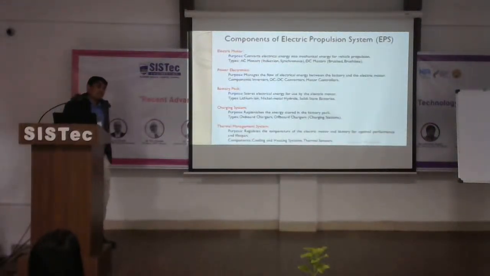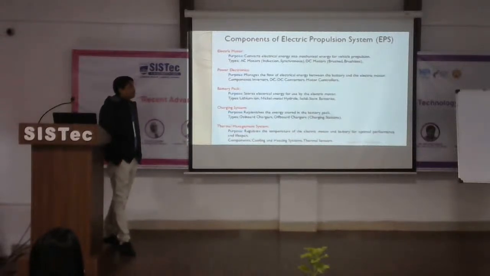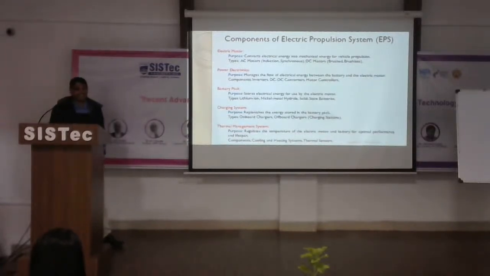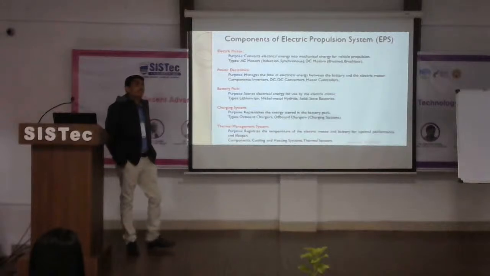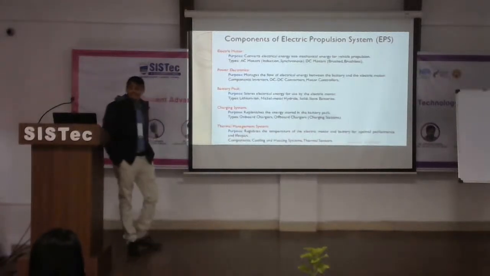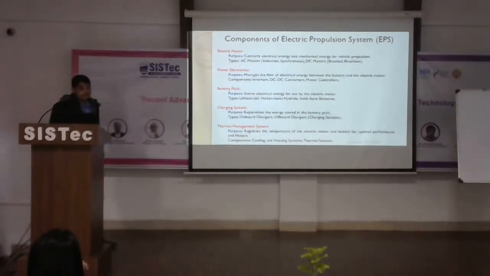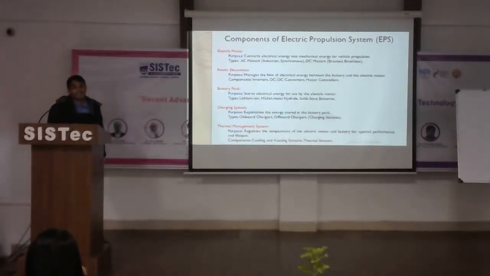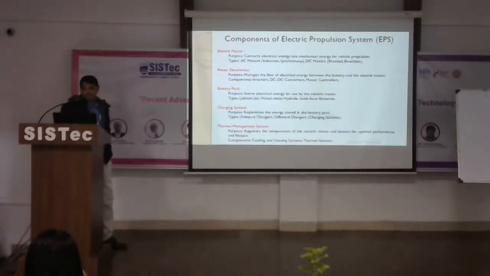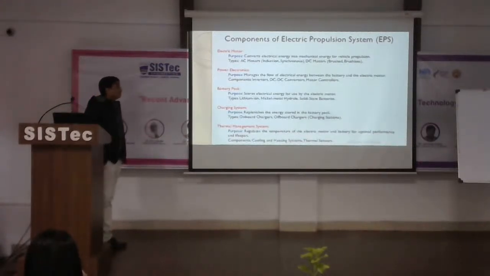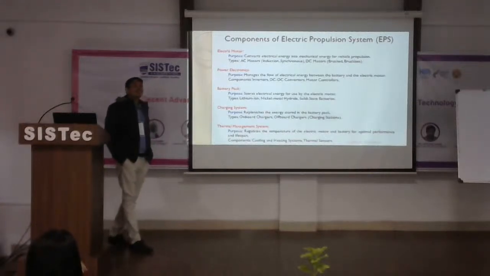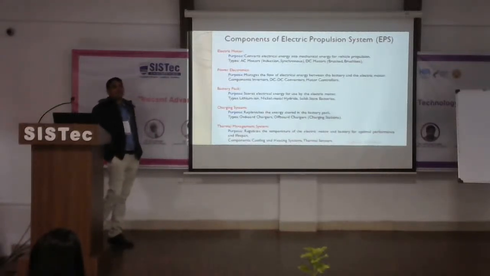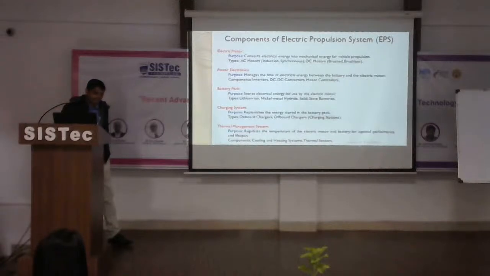So what are the components of the electric propulsion system? Yes, the electric motor is required as the major or main component for the electric system. Its purpose is to convert the electrical energy to mechanical energy for vehicle propulsion. And one more thing it does is generate power and store it in the battery. So bidirectional operation will be done by the electric motor.